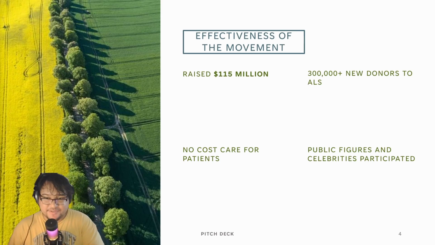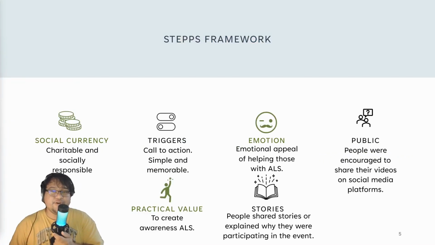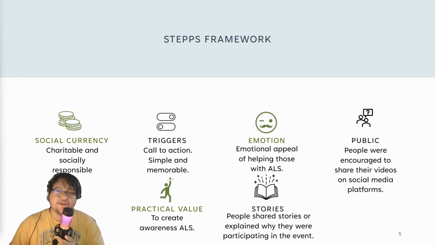As we get closer to the end of my presentation, I would like to talk about how the Ice Bucket Challenge relates to the STEPS framework. The STEPS framework helps us to measure how effective a social media campaign is. The STEPS framework talks about social currency, triggers, emotions, public, practical value, and stories. Let's start with social currency.